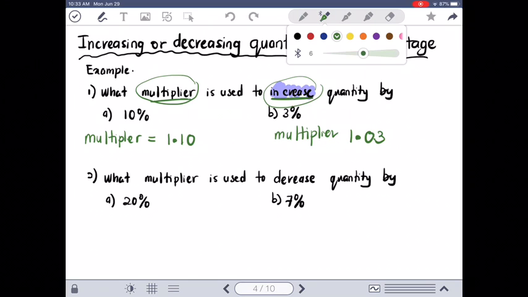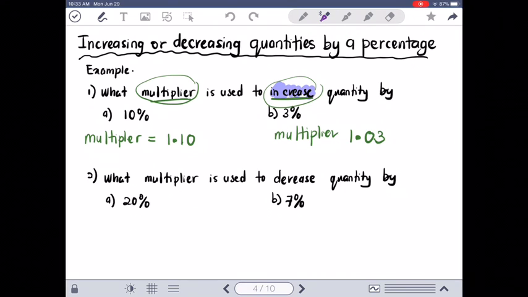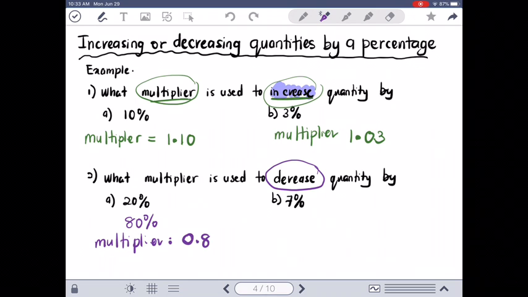So let's have a look at the next question. What multiplier is used to decrease quantity by 20%? Decreasing a quantity by 20% means that we are left with 80%. In terms of multiplier, we will get 0.8, because 80% is just 80 divided by 100. So it's just 0.8.